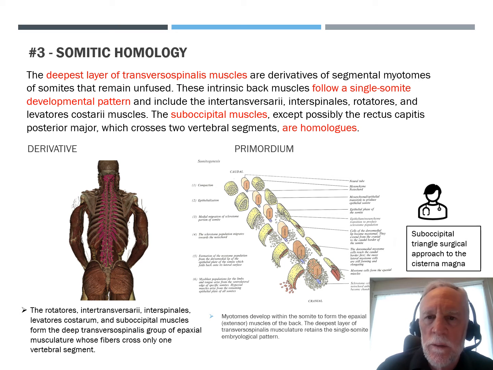The suboccipital muscles are homologs, and they link the axis and atlas to the occipital bone of the skull, affecting rotational and extensional movements of the head at these joints. Clinical correlation is a surgical approach through the suboccipital triangle to approach the cisterna magna of cerebrospinal fluid.